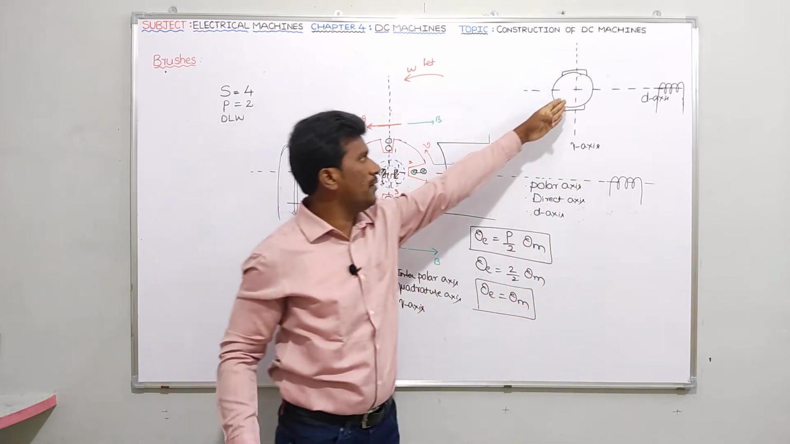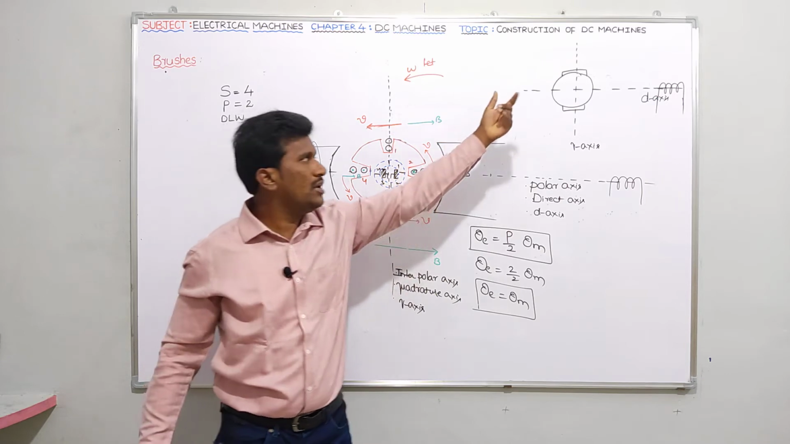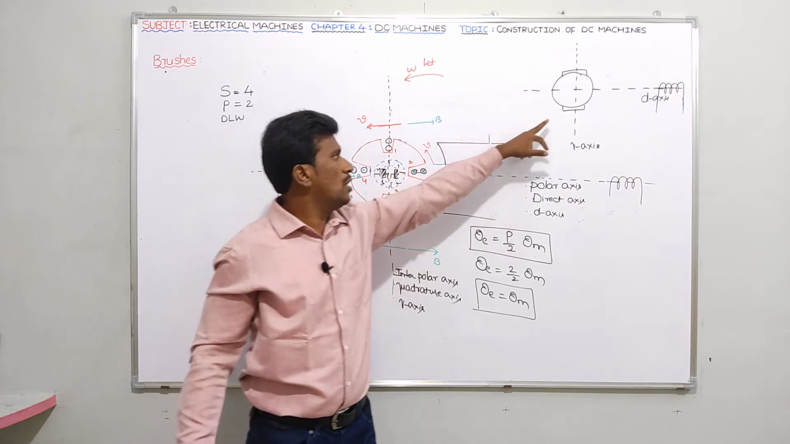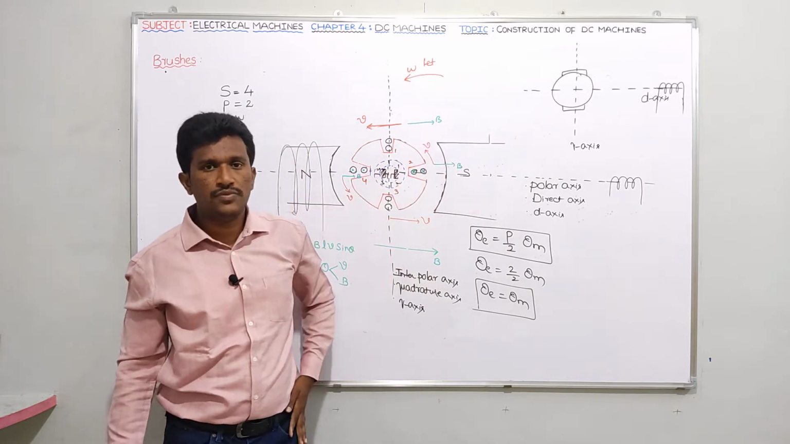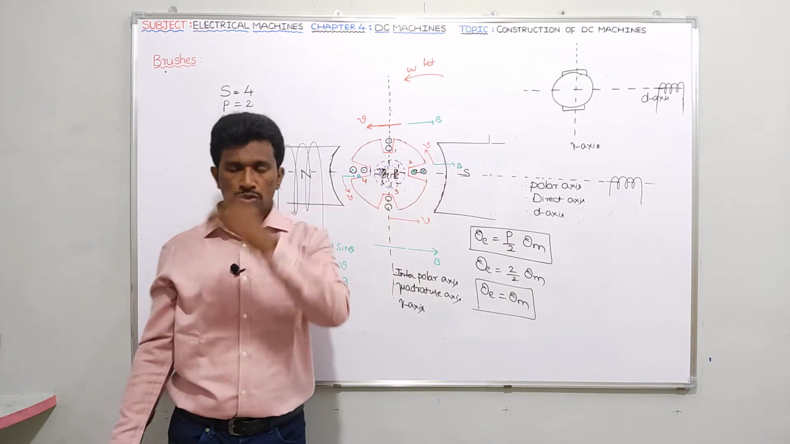See in that figure, do you have any commutator like this? No, I don't have any commutator. So we won't show brushes along the d axis. We'll be showing brushes along the q axis because of the reason which I told. Okay, you please note that point.